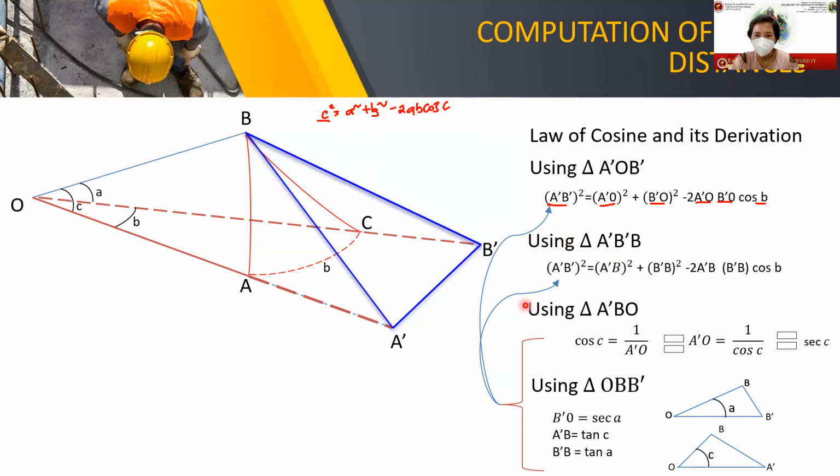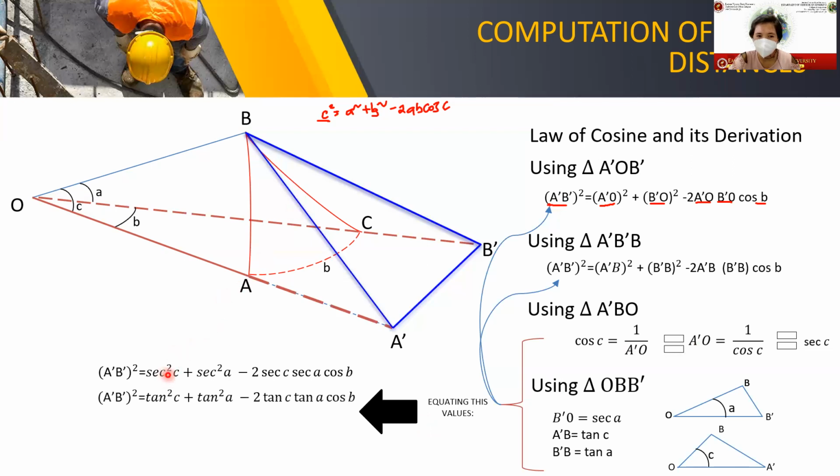Okay, so we have now the values. Let's just rewrite this one and evaluate. We substitute, since AO is secant, secant squared C. Since BO is secant A, here is secant A squared minus 2 secant C, secant A cosine B. And another formula is tangent C squared plus tangent squared A minus 2 tangent C, tangent A cosine of B.